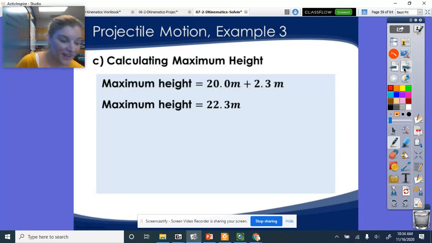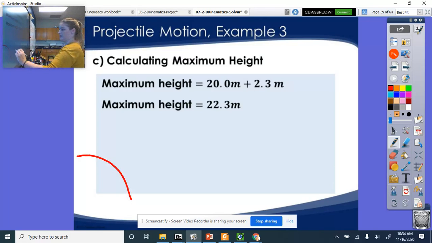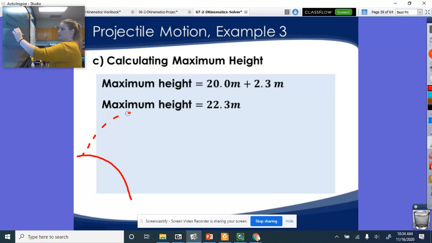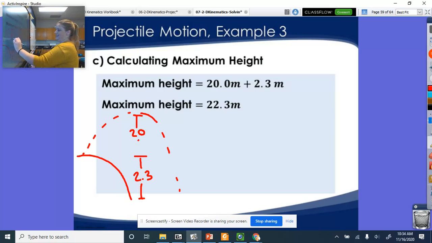Now, because I started on that hill though, so here's my hill, here's where the ball went. If this hill was 2.3 meters, I went, this is not drawn to scale, another 20 meters up. So my maximum height needs to add both of those numbers together.